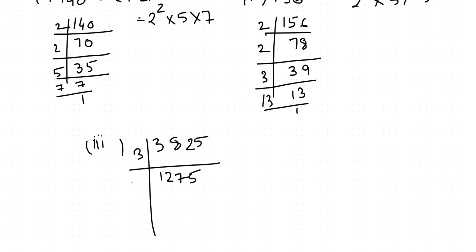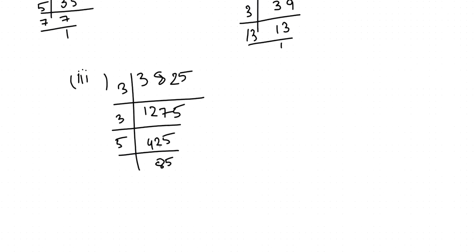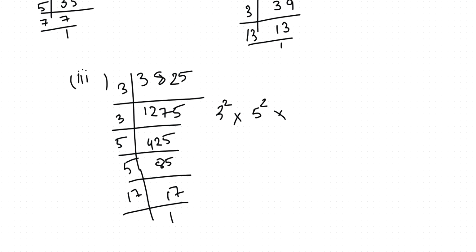We'll get 425. Then we can divide it by 5. We'll get 85. Again we can divide it by 5. We'll get 17. Then we'll divide it by 17. So it is 1. The prime factorization of 3825 would be 3 square into 5 square into 17. Similarly, we'll do the fourth and the fifth part.